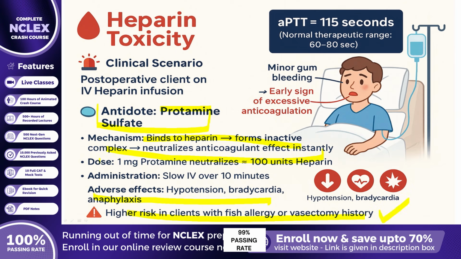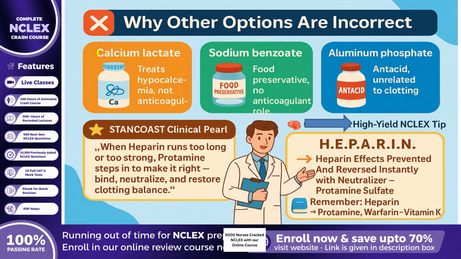In contrast, calcium lactate is simply a calcium supplement that treats hypocalcemia but has no effect on heparin. Sodium benzoate is commonly used as a preservative in foods and medications and plays no role in reversing anticoagulation. Aluminum phosphate, on the other hand, is an antacid that reduces stomach acid levels but does not affect heparin's mechanism of action.